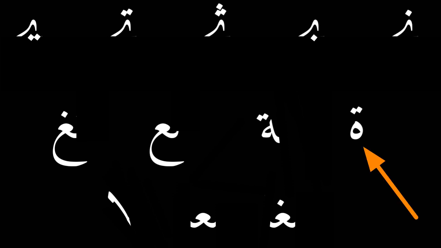This is a ta. It's called a ta marbuta because it's round. A ta marbuta only comes at the end of a word. This is a ta marbuta when it's joined on to a letter before it.